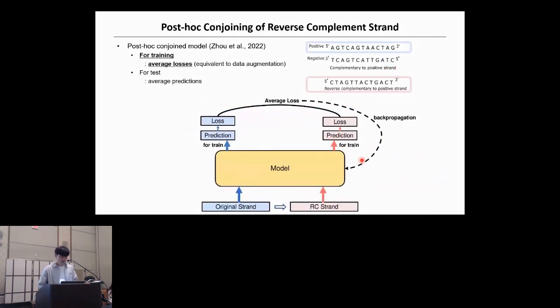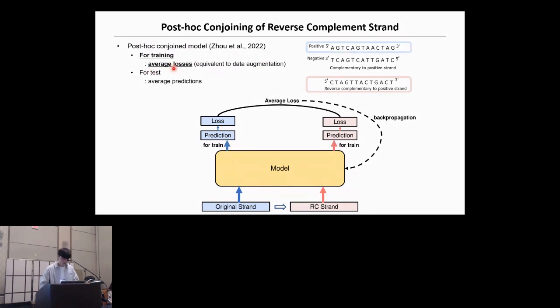Another critical element of our framework is the way we deal with reverse complement sequence. It has been widely accepted that when dealing with DNA sequences, a reverse complement equivariant model achieves better prediction performance. Among the several methods to build a reverse complement equivariant model, we used a post-hoc conjoint model proposed in the Zhou et al. work in 2022.